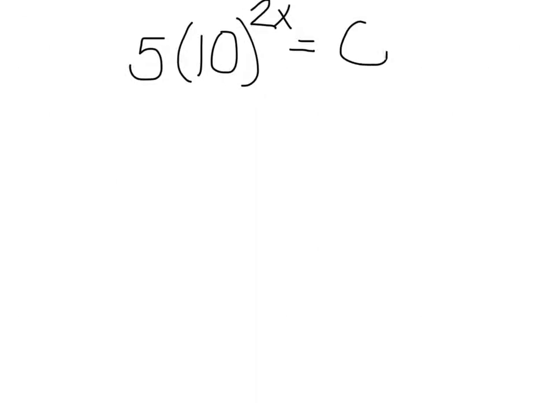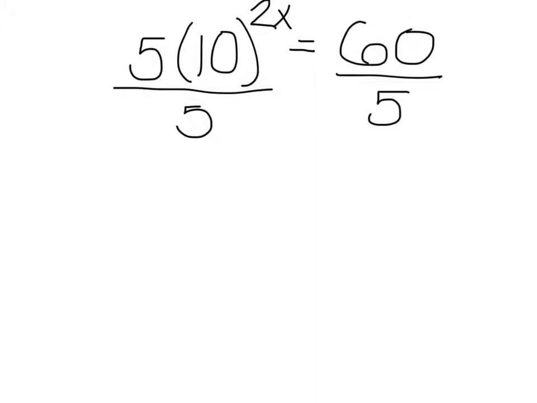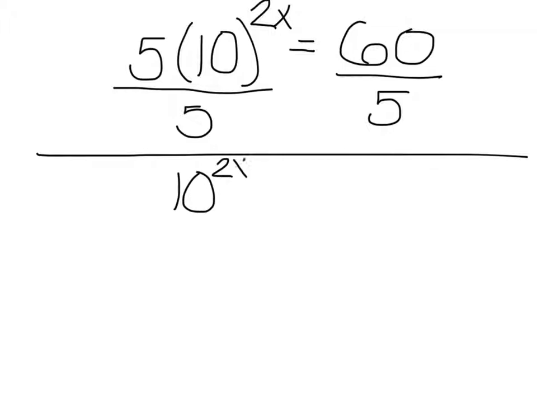So let's suppose that we have 5 times 10 to the 2x equal to 60. So again, my goal is to get that x by itself. So first, I'm going to divide by 5 on both sides. Since it's 5 times this value, I'm going to divide by 5 on my left-hand side, divide by 5 on my right-hand side. Now I'm going to get 10 to the 2x, since those two 5s cancel, and I'm going to get that equal to 12.